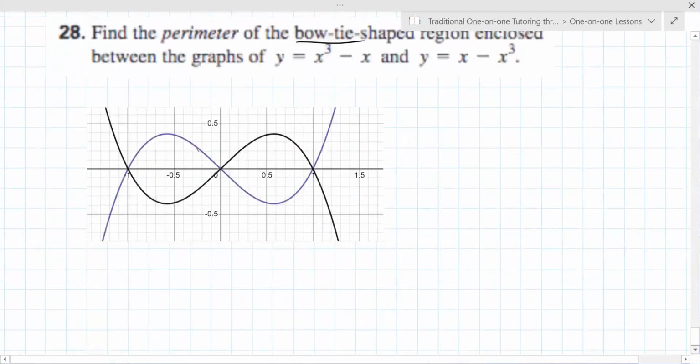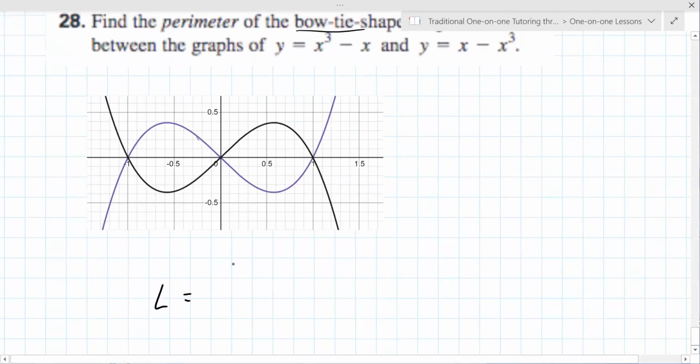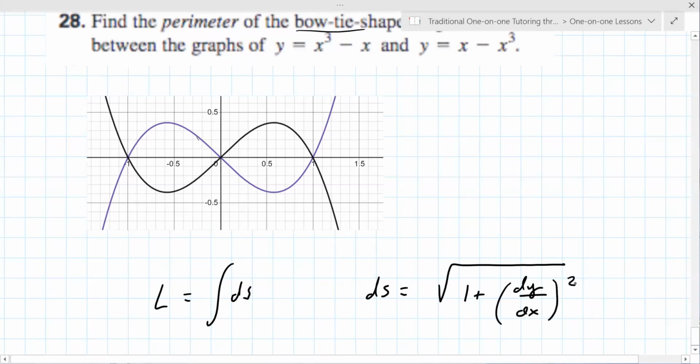So arc length is the integral ds. ds is the square root of 1 plus the derivative dy dx squared. And I don't really have a favorite here, so we're just going to go with this one. So the y prime is 3x squared minus 1, and then you've got to square it.